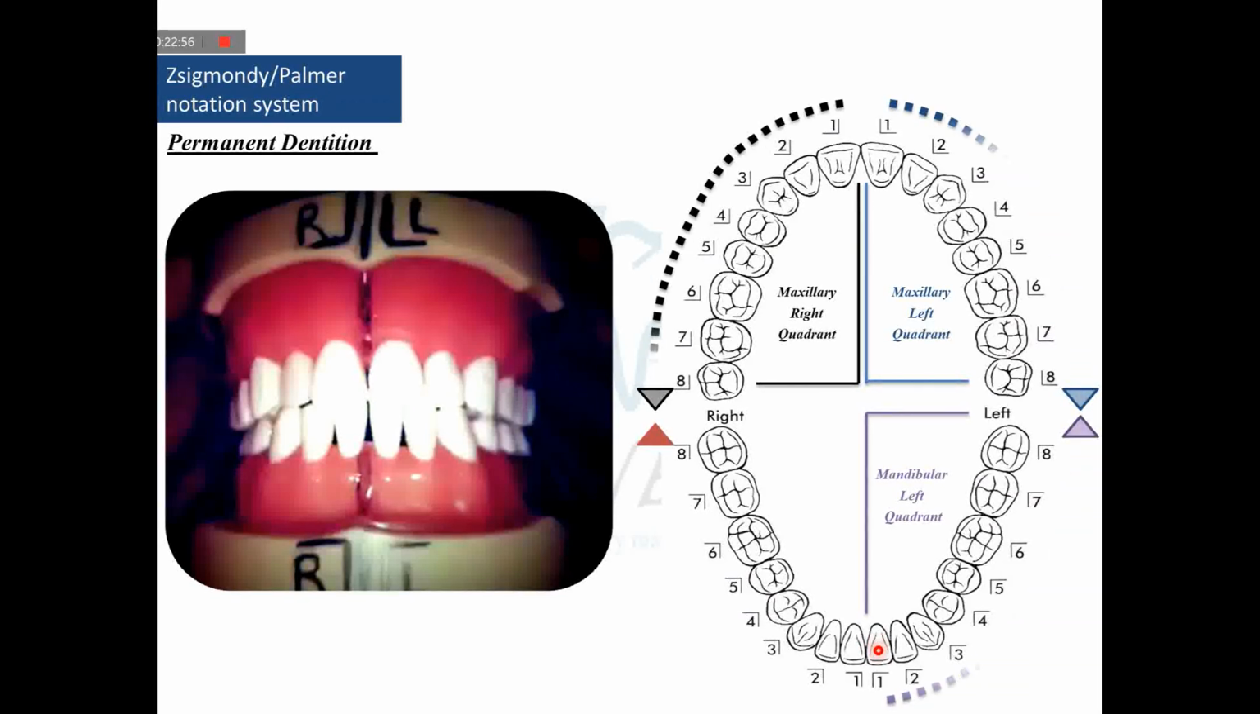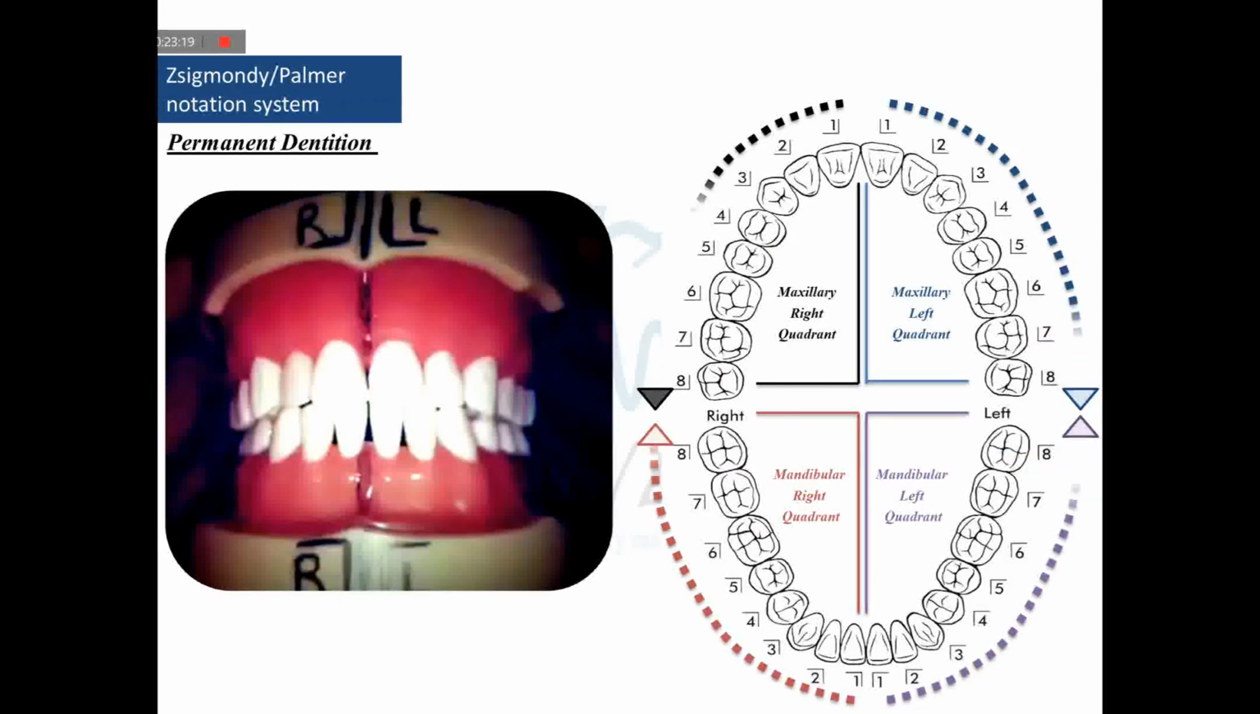So the mandibular left quadrant, after making a vertically flipped L kind of shape symbol, we count the teeth away from the midline. So the tooth which is in the midline, that is the central incisor, will be labeled as number 1 in that respective quadrant shape, lateral as 2, canine as 3, the first premolar as 4, second premolar as 5, first molar as 6, second molar as 7, and lastly the third molar as number 8.